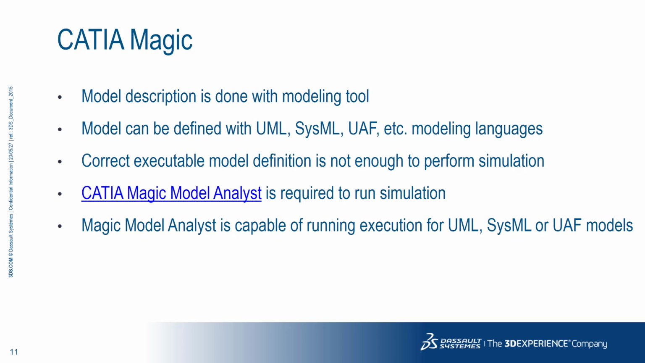Now let's look at the CATIA Magic toolset which is required for executing your models. First and foremost, you need to have a modeling environment. This is a place where you're going to create your system model definition. A model can be created with UML, SysML, UAF, or any different modeling language. But just having a correct model definition is not enough if we want to run executable models. We need an environment which will interpret the static model description into a dynamic one.